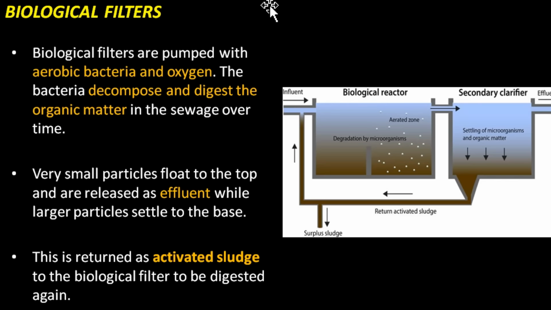To take a closer look at biological filters, which are part of the large-scale water purification system: biological filters are pumped with aerobic bacteria and oxygen. As said before, the bacteria decompose and digest the organic matter in the sewage over time. They basically use it as food, and the very small particles are going to float to the top, as you see in here, and this is going to get released as effluent, while larger particles settle at the base. These larger particles that sink to the base here are going to get returned as activated sludge to the biological filter, where the whole process is going to start over again until we get less and less sewage in the system.